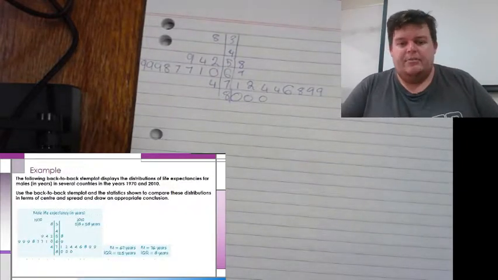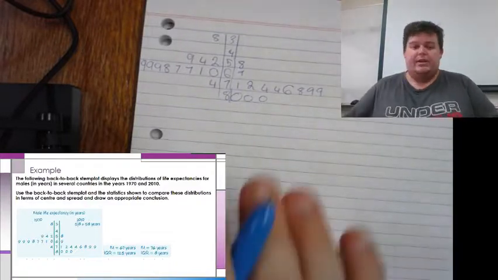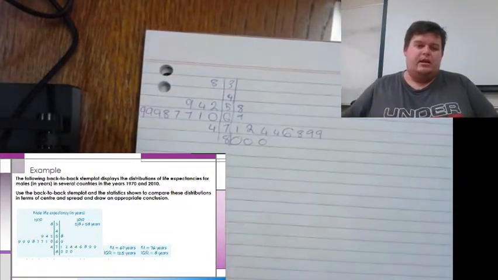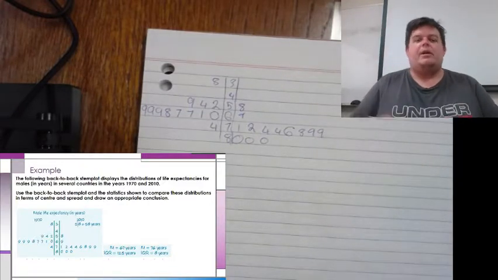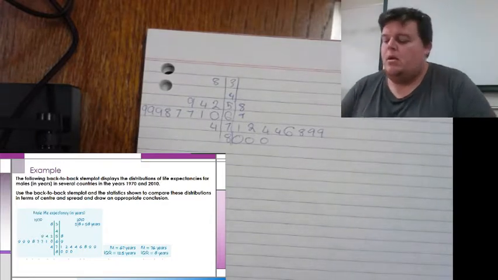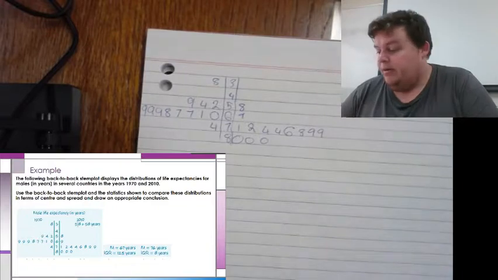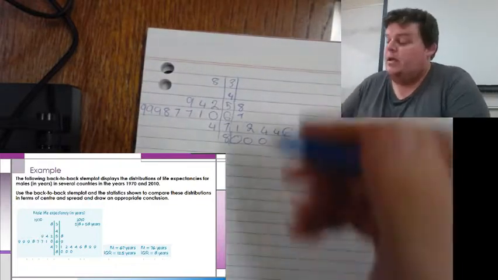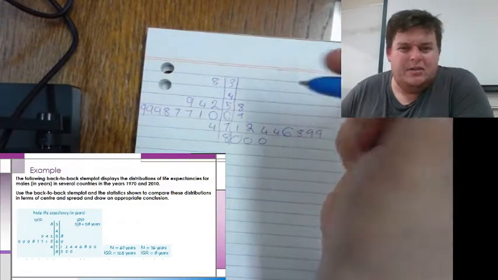Alright, so here's an example. I know that it's already got the median and the IQR on here, but I've written out this data here. It's comparing 1970 to 2010 in terms of male life expectancy in years in a couple of different countries. So what we'll do is I'll make sure that the median and IQR are correct. If you're going to do it, you need to figure out how many values there are. I don't think it says on here, so I'll count them.